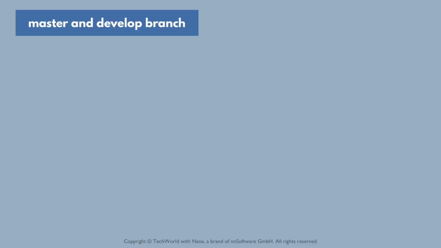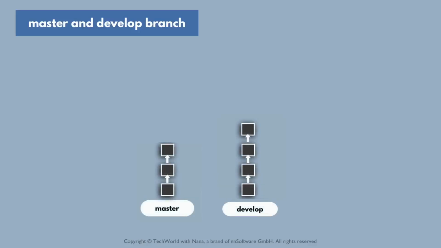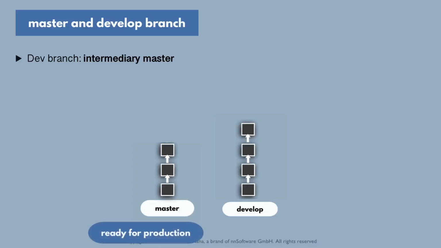Another thing to note here is that a lot of projects, a lot of teams actually have two main branches in their projects. So they have the master branch and they have the develop branch, or dev branch, so to say. It's a very common practice. So the dev branch basically represents the intermediary master, right? We said that the master should always be in a state where all the developers know this is a state that is ready for production, right? It's tested code. It's something that is a candidate for the next release, so to say.